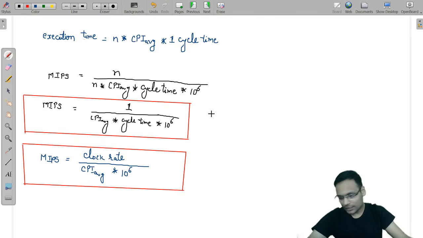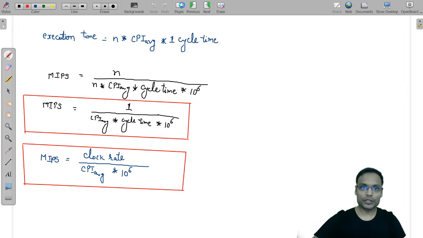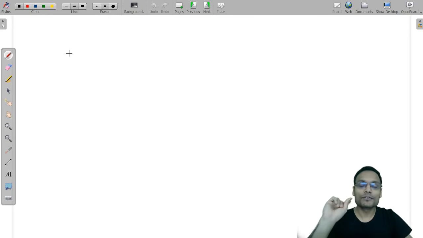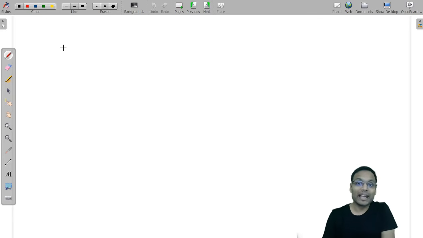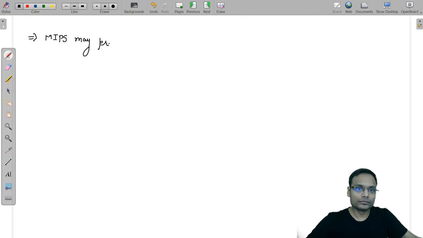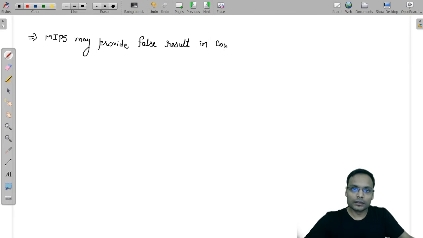So if you are fine with this particular thing, then I want to tell you one thing: MIPS is not a good metric to calculate the performance of CPU. See, previously I told I am calculating performance of CPU by MIPS, but I am saying it's not a good metric. You know why? Okay, I am writing a statement. MIPS may provide false result in comparison of two processors.